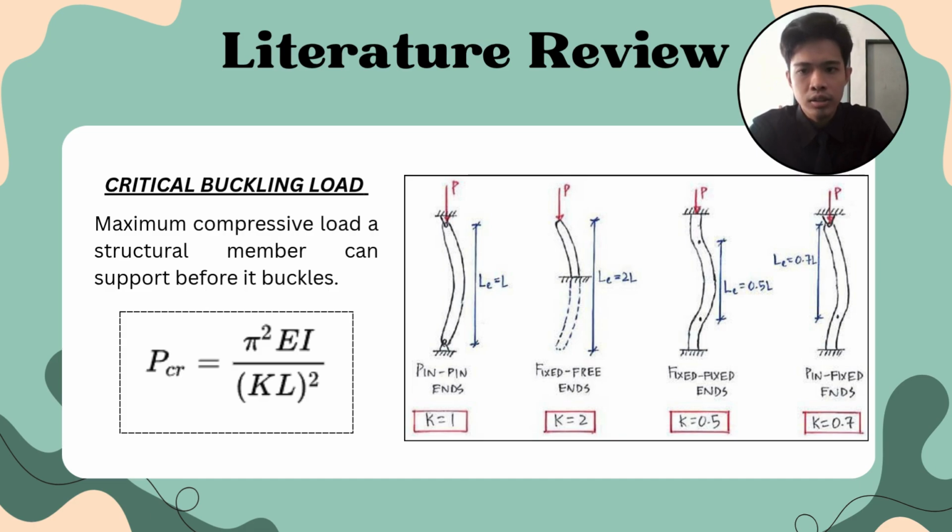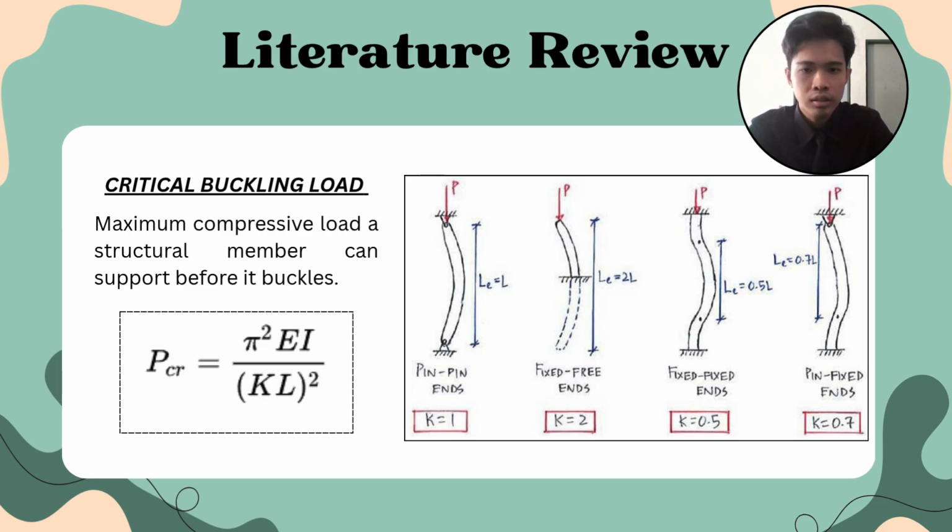Critical buckling load is the maximum compressive load a structural member can support before it buckles. Below is the formula, which is Pcr equal to pi squared EI over KL squared. Pcr is the critical load and E represents the Young's modulus. Meanwhile, I represents the moment of inertia, K represents the column end condition, and L represents the length of the column.